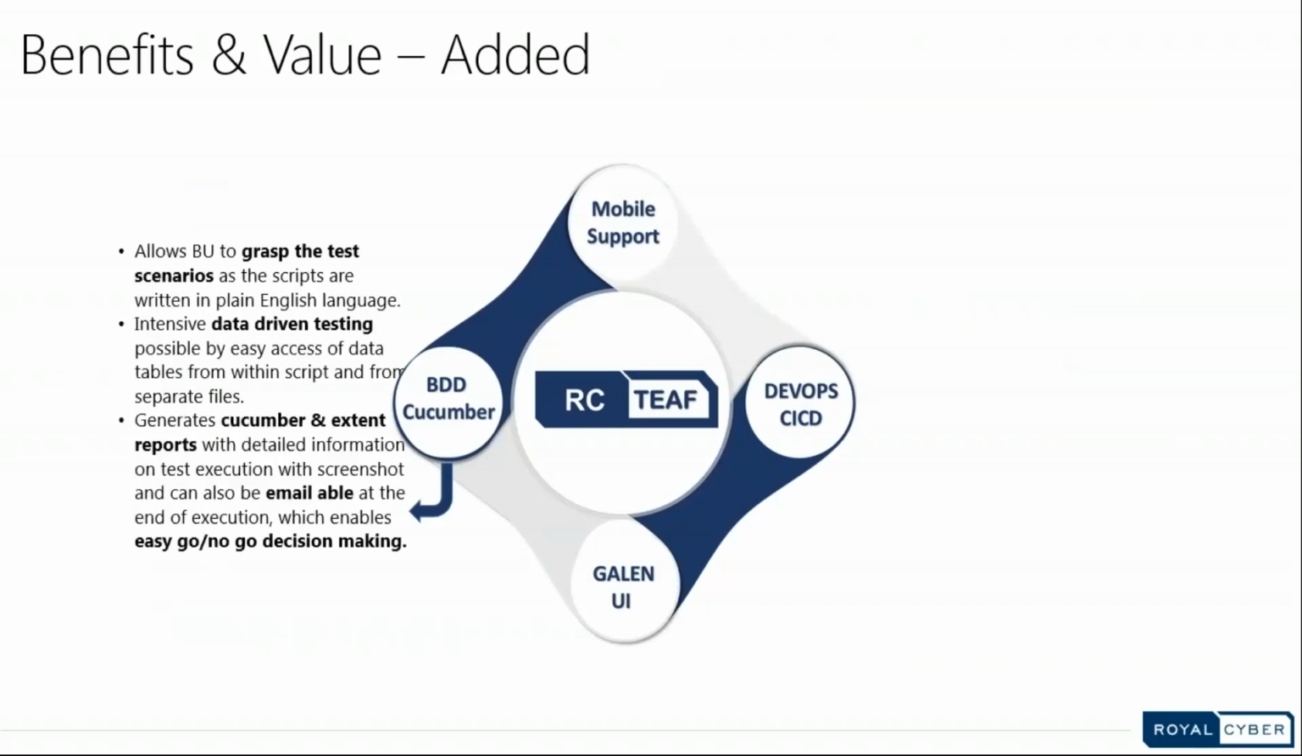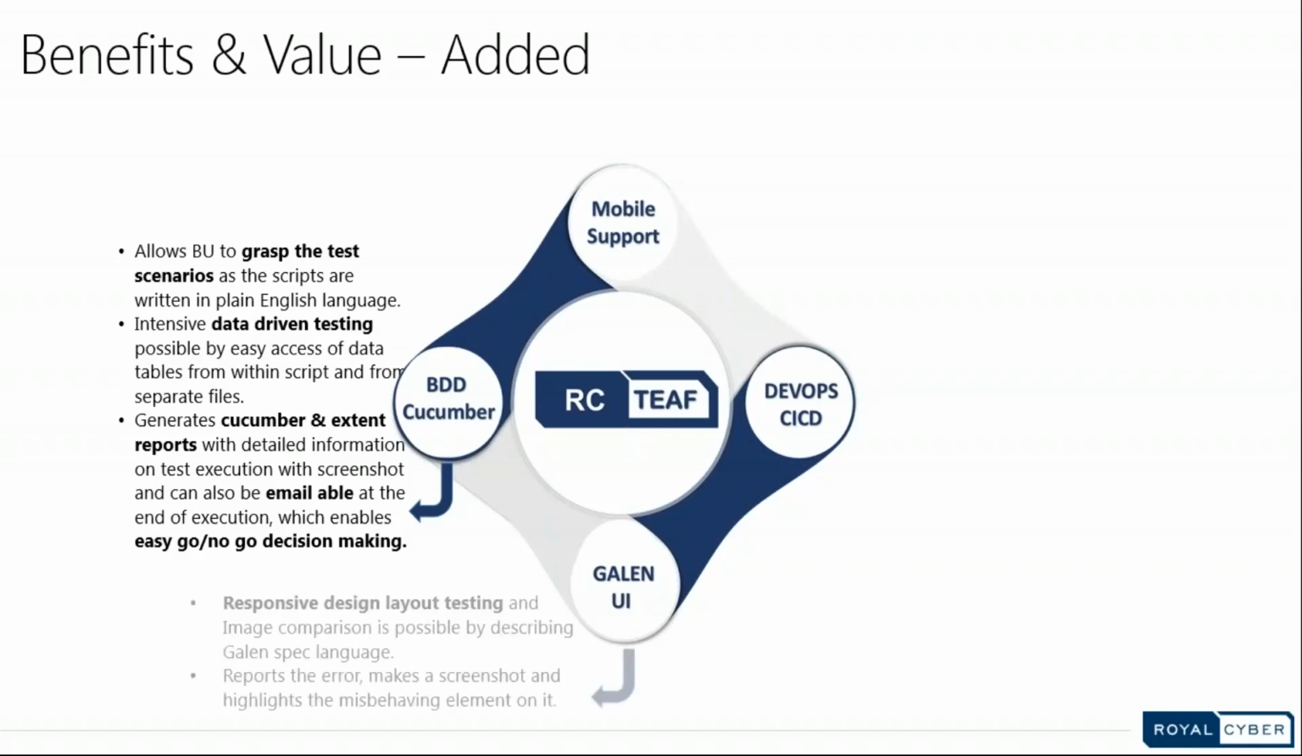So like I said, BDD with Cucumber, you're able to define your tests just like how you write your test cases. So you do not have to have a test case and then a set of Java code for your test automation. You can just convert your test case as it is into an automation script in English language itself.